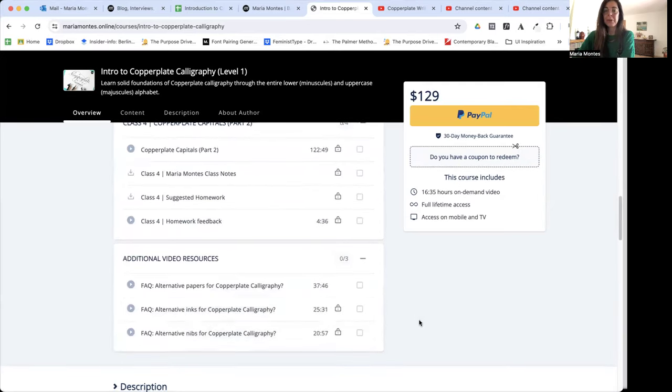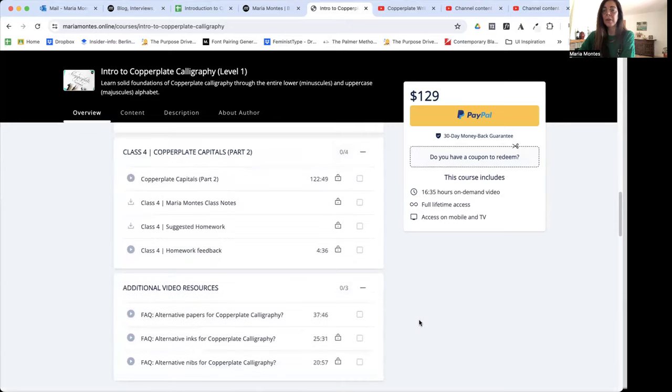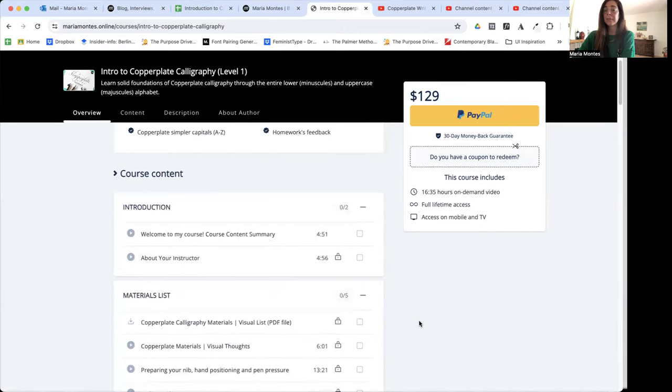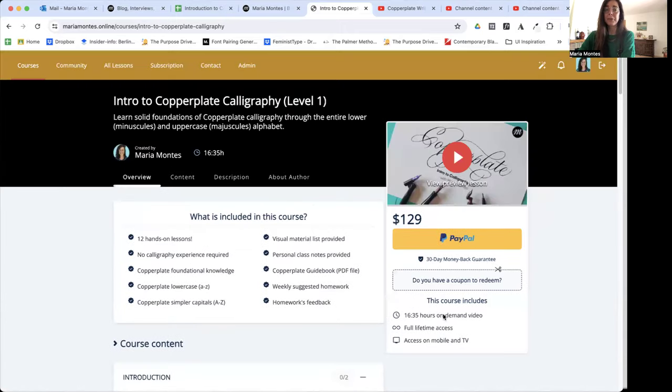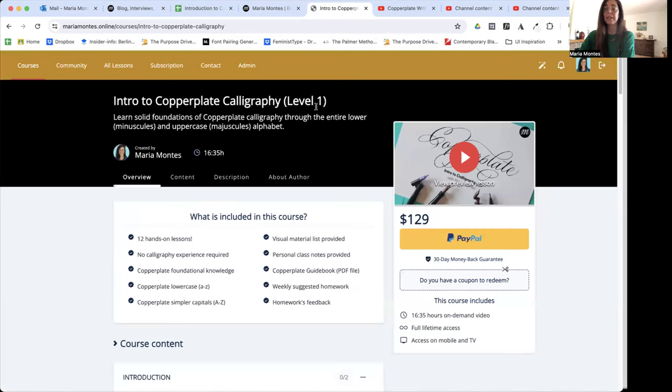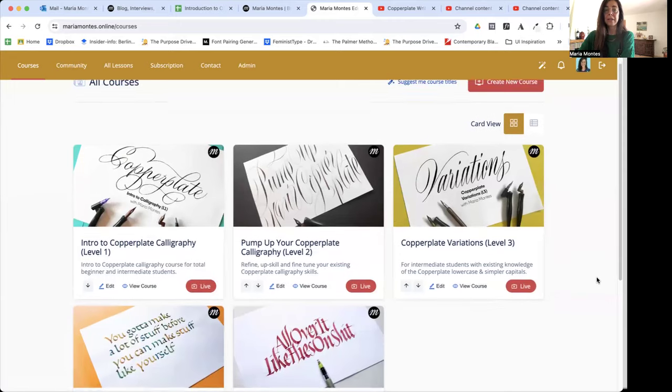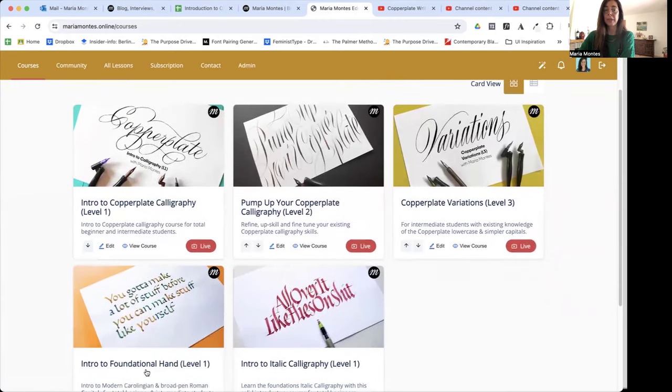If you decide to join this course, I would love to see what you come up with at the end of it. If you are already experiencing copperplate calligraphy and you think level one is not relatable to you, on this courses section, you can access my level two, level three, or two additional hands, which are focused on foundational and italic calligraphy.